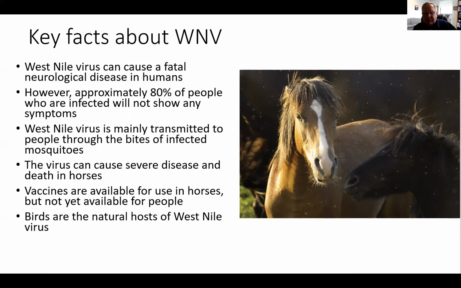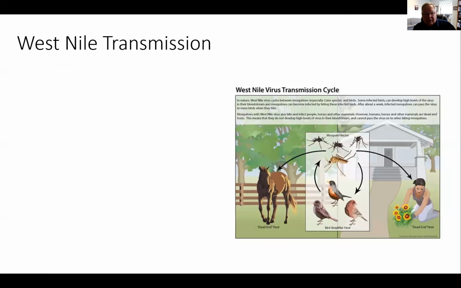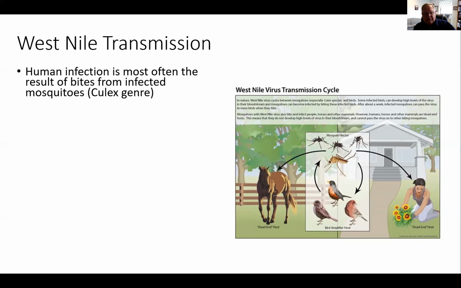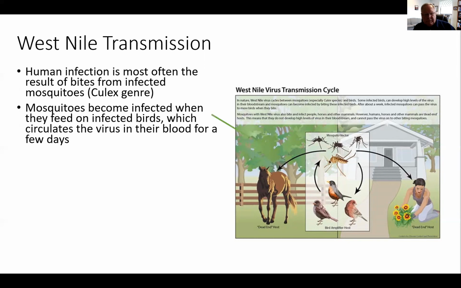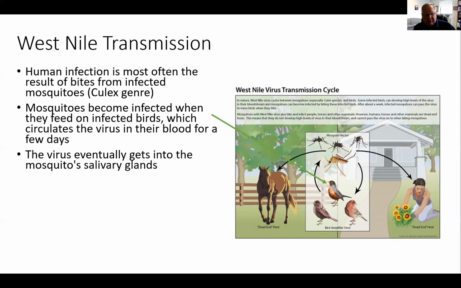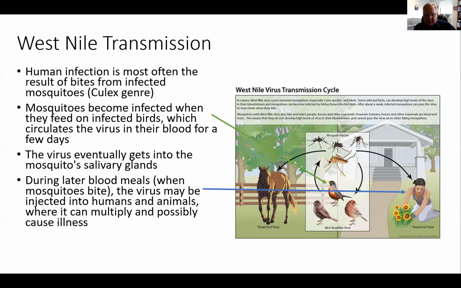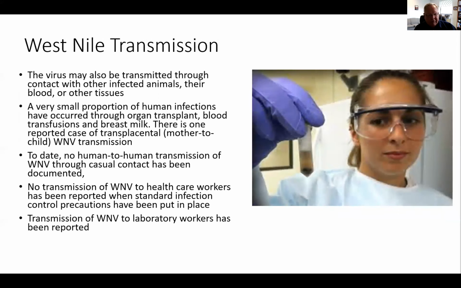Birds are the natural hosts for West Nile. Human infection most often results from a bite from an infectious mosquito. The mosquito becomes infected when it feeds on infected birds. It circulates the virus in their blood for a few days. The virus eventually gets into the mosquito's salivary glands, and during a blood meal, the mosquito passes the virus into humans or other animals, which will cause the illness. We are a dead-end host. We just don't get a high enough level.